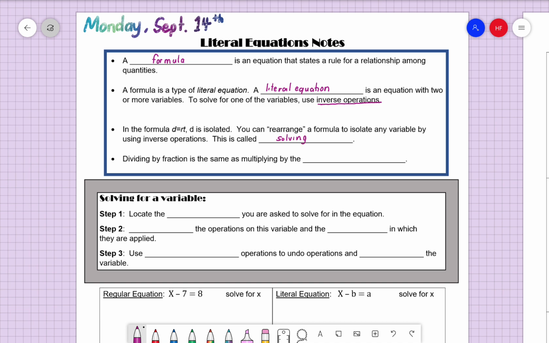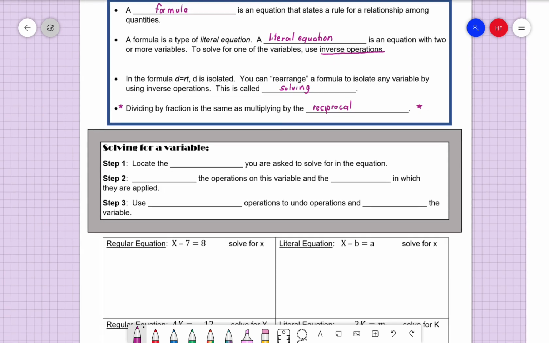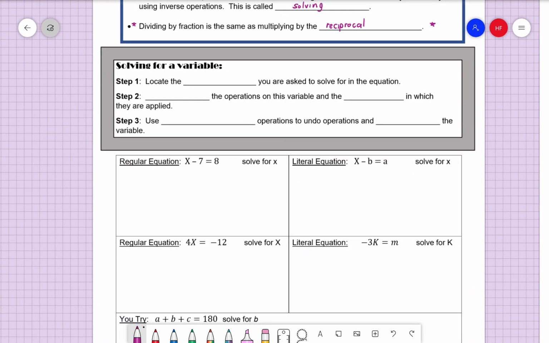Dividing by a fraction is the same thing as multiplying by the reciprocal. This is going to be real important for solving in general, but especially for these literal equations. So when we're solving for a variable, we're going to locate the variable that we are asked to solve for. We're going to notice the operations on the variable and the order in which they are applied. Then we're going to use inverse operations in order to undo and solve for that variable.